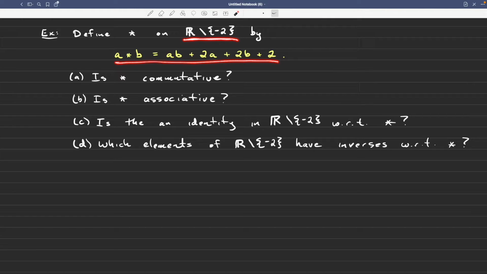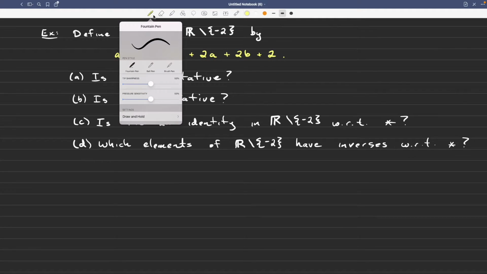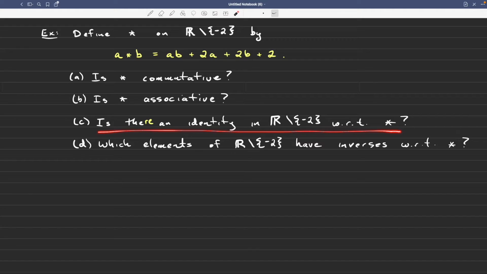So I have a number of questions about this operation. Is it commutative? Is it associative? Is there an identity in the set with respect to this operation? We know from past experiences there may or may not be an identity. And then part D does depend on part C. If there is an identity, then that allows the possibility that you have inverses. Without an identity, you can't even talk about inverses. But if there is an identity, we want to know which elements have inverses. So let's dig in and see.